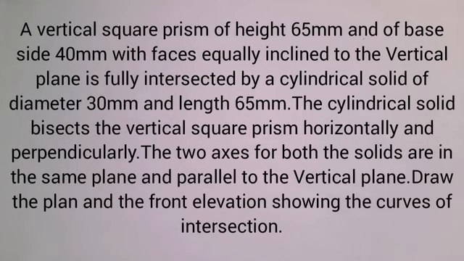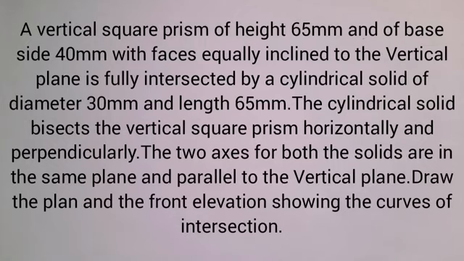First, we need to fulfill three conditions. The first condition is that the vertical square prism is being intersected perpendicularly by a cylindrical solid, and therefore the lines at the axis should bisect and be at right angles.